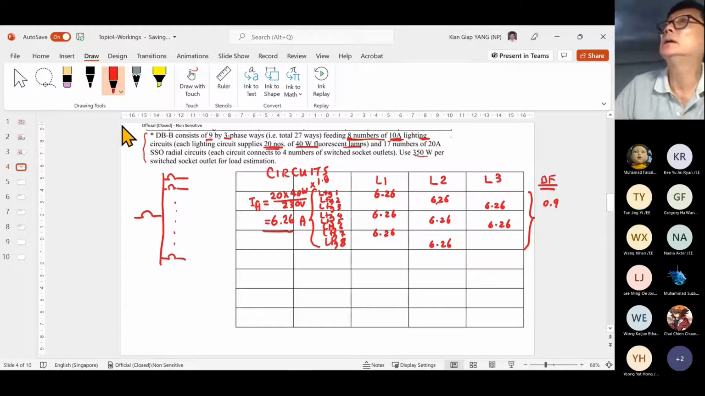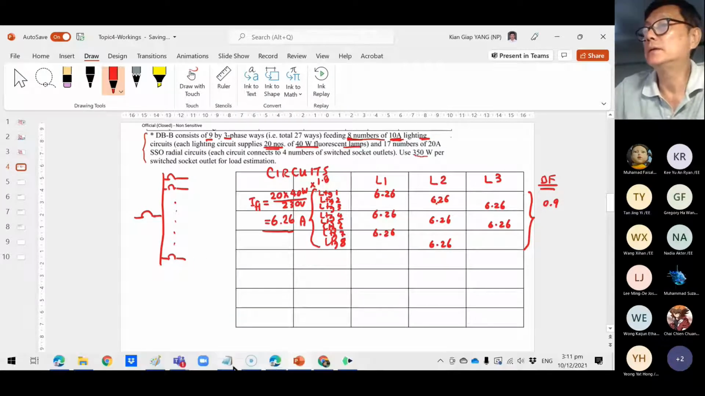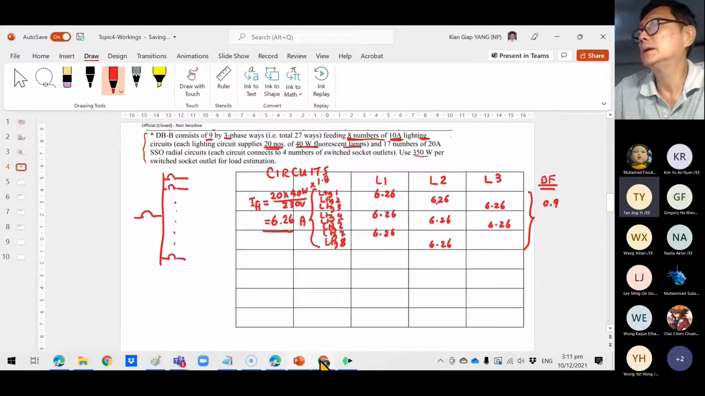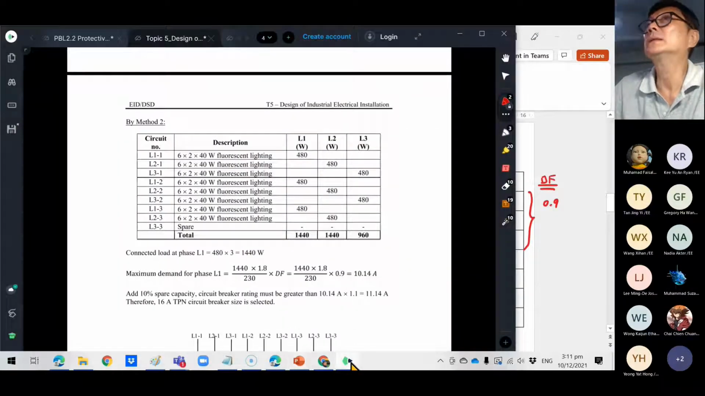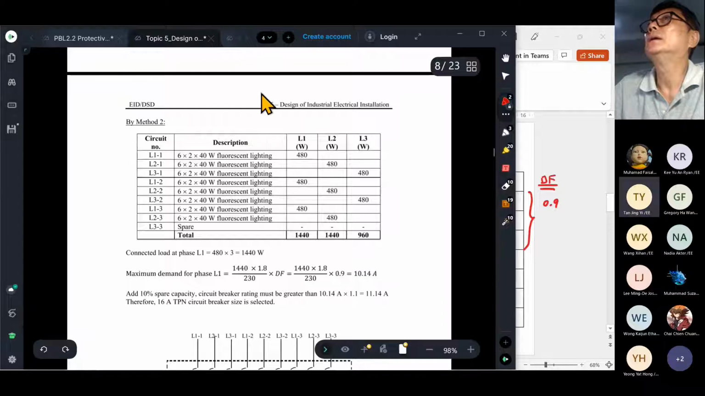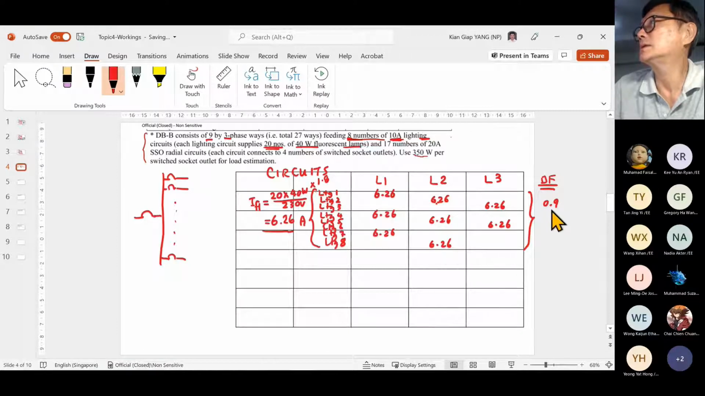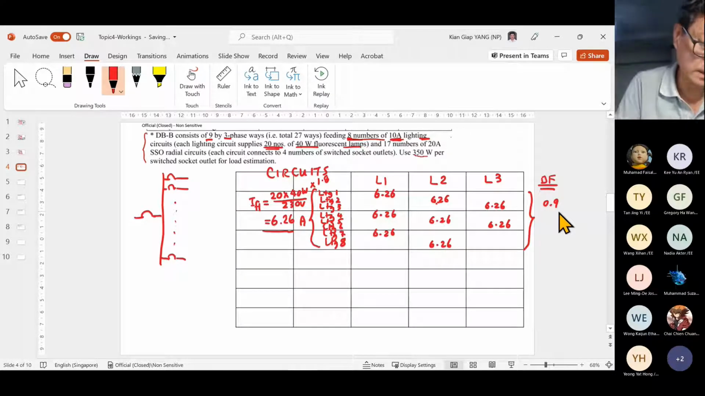Come from the table DF. Where is the table DF? Oh, the maximum demand, right? Yeah, maximum demand table. For the stores. Our data sheet, you know where, right? Yeah. Okay. Because these are shops, so we use 0.9. Okay, so this is the lighting circuit.